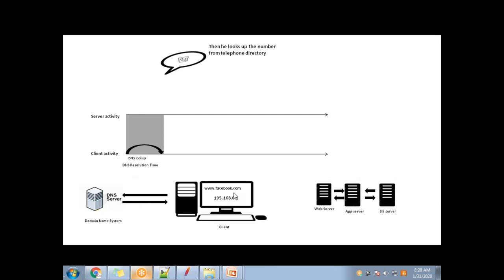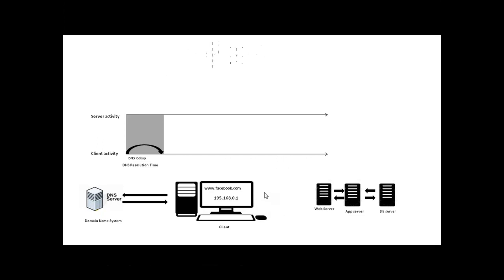The time it has taken to get the IP address of Facebook is called DNS resolution time. And once the client receives that IP address, it knows where to send the request. But to send the request, first it has to establish the connection with the web server, which is 195.168.0.1. Why? Only if the connection is established can it send the request and receive the response. The time it takes to establish the connection between the web server and the client is what we call the reach.